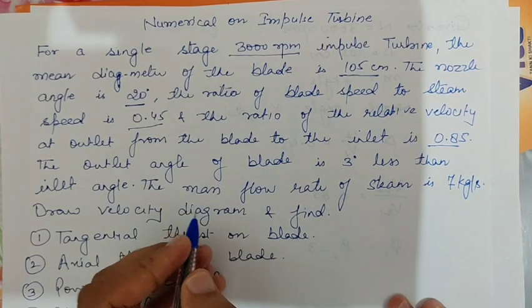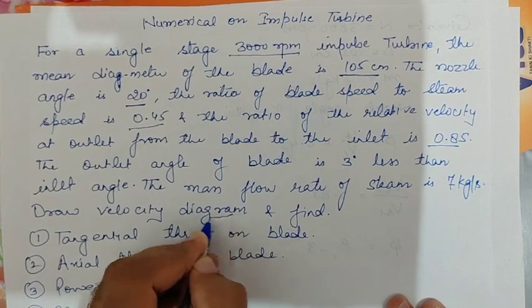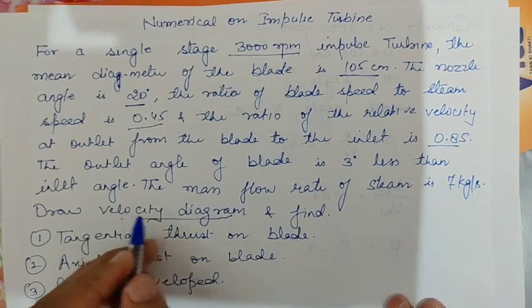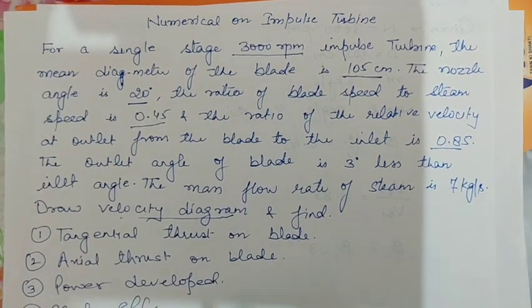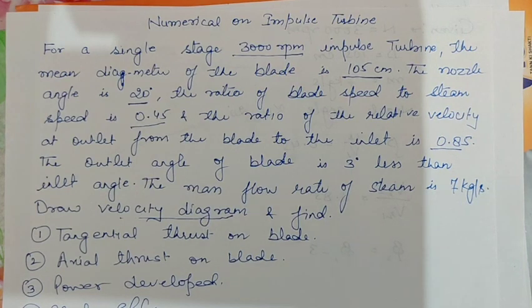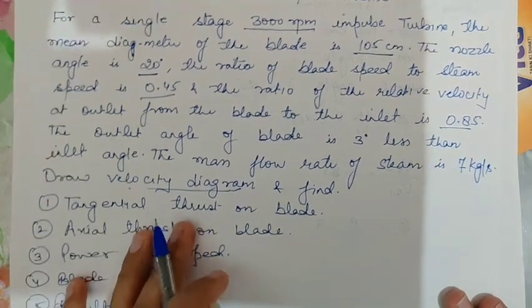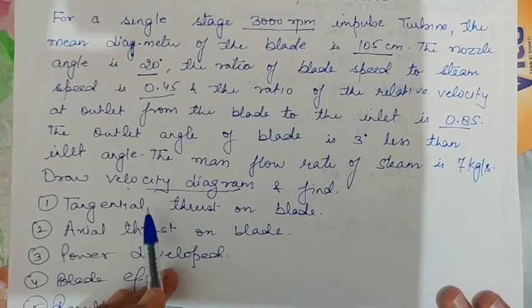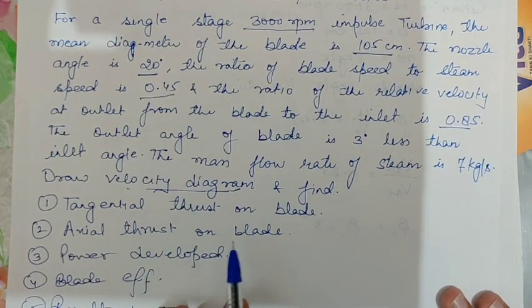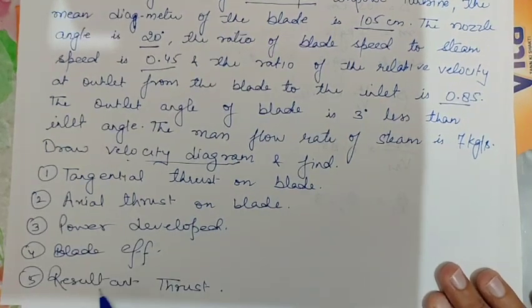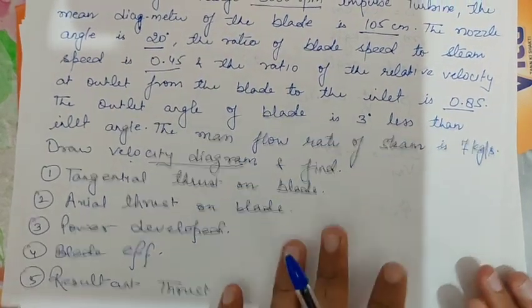So for this question, for the given data, you have to draw the velocity diagram. And with the help of the velocity diagram, you have to find out the various components of velocity like VR2, VR1, alpha 2, beta 1, beta 2, and VF1, VF2, VW. And after that, you have to find out tangential thrust on the blade, axial thrust on the blade, power developed, blade efficiency, and resultant thrust.